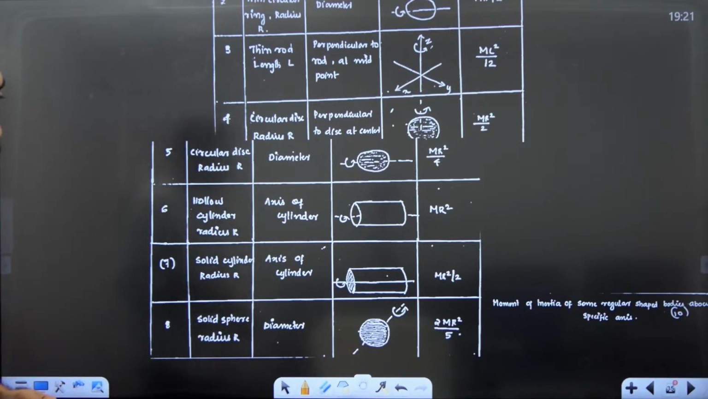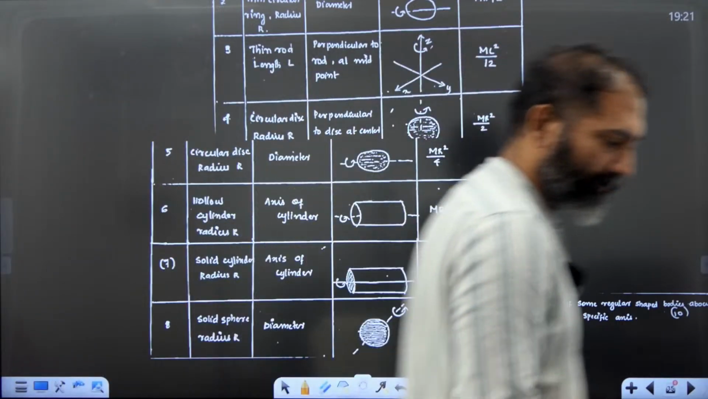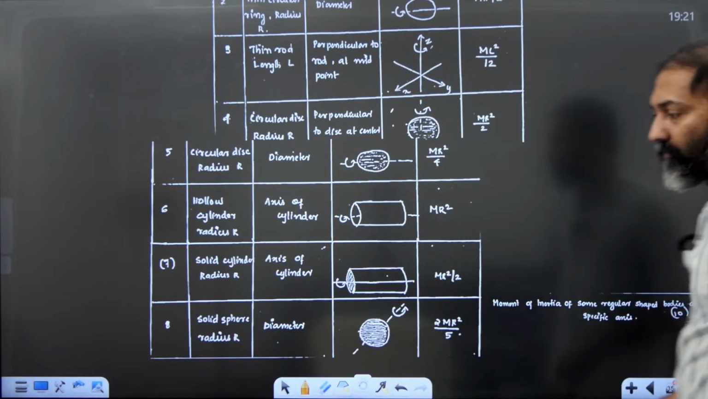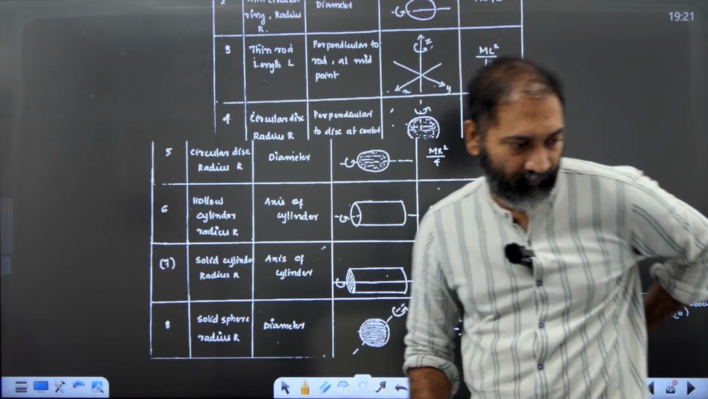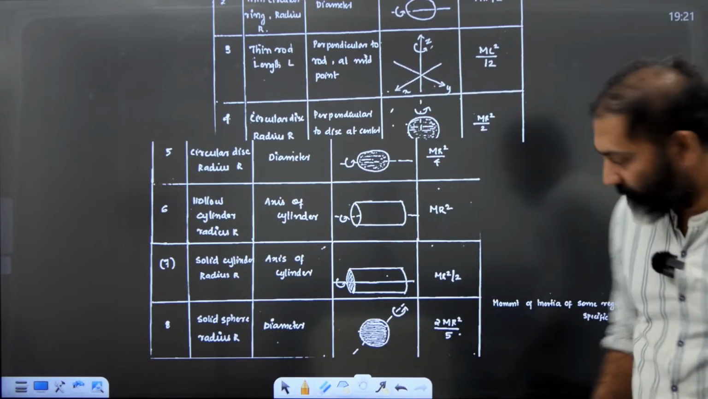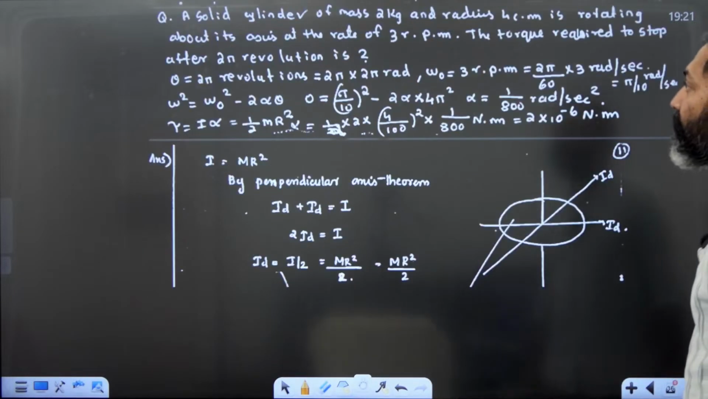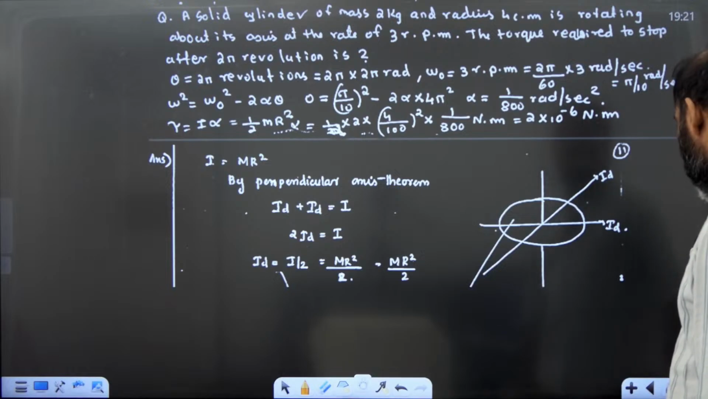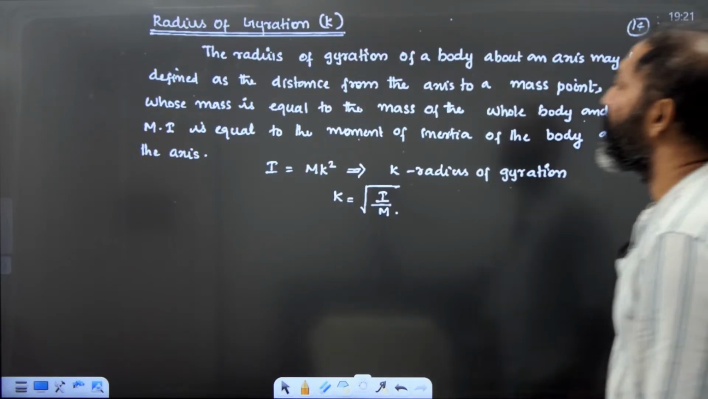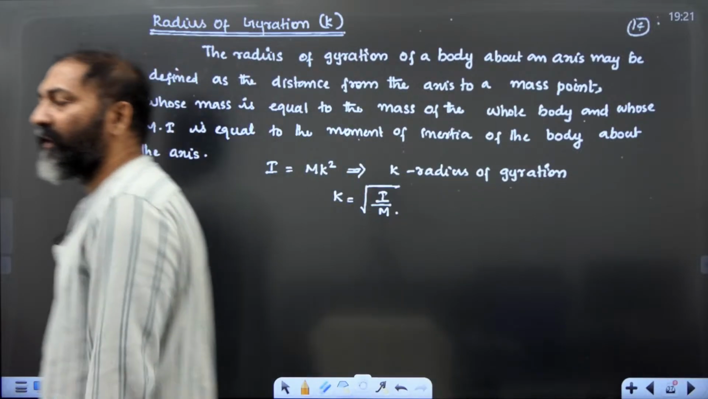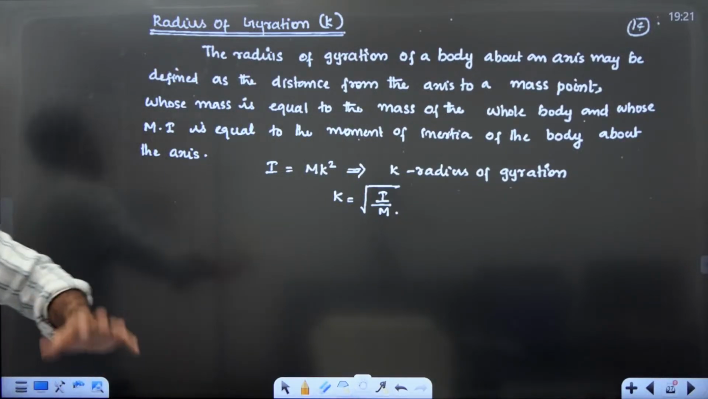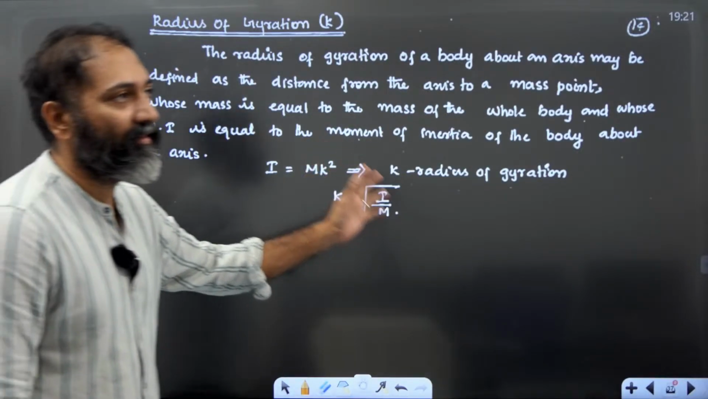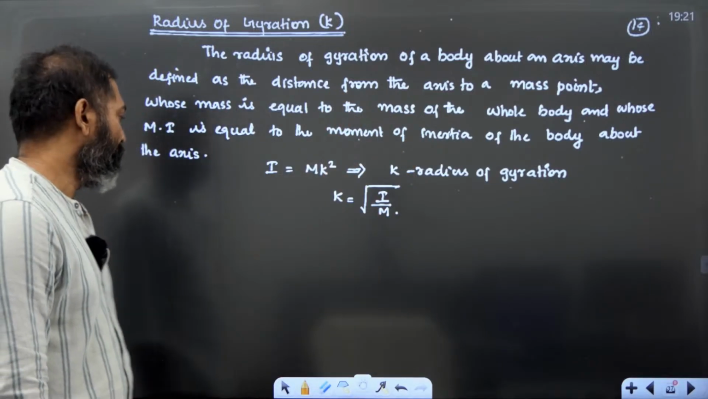Done? Noted, right? All of you done? Already done. Okay. So next point is radius of gyration, which is a very important topic, and it is not easy for students to understand what is radius of gyration.